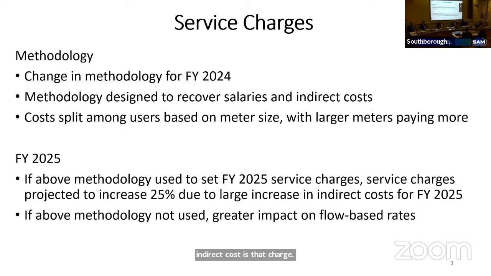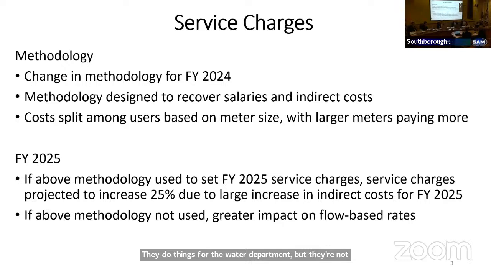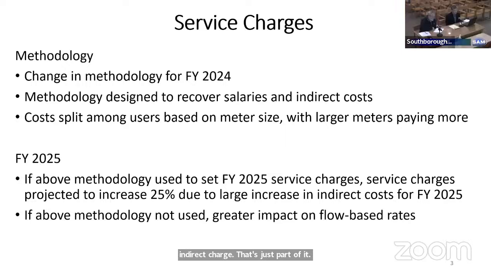Sometimes we refer to them as central services. So if we think about the departments here at the townhouse, the services that they provide on behalf of the water fund, like the accounting department, for example, the treasurer, they do things for the water department, but they're not paid out of the water fund for those things. So it's almost like a reimbursement of sorts. That's an indirect charge. That's just part of it. I haven't looked too thoroughly at what's in there. I do know OPEB's in there. There might be some insurances in there as well. But having indirect costs for an enterprise fund is a very, very common thing.